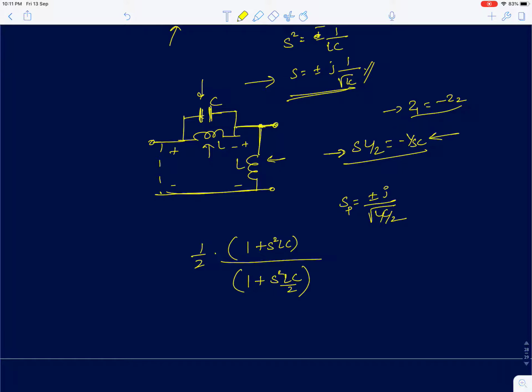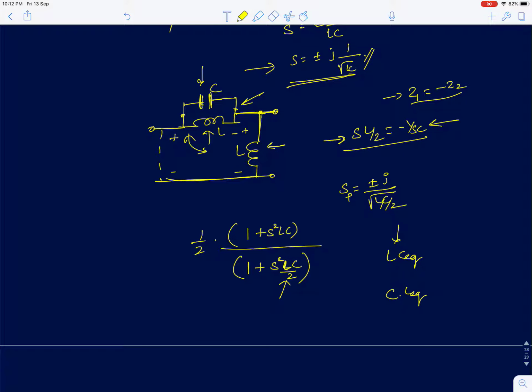So again, as I said, this term LC by 2 will actually be L equivalent into C equivalent. So if I had a single inductor and many capacitors, it will be L into C equivalent. If I had a single capacitor and many inductors, then it will be C into L equivalent, an equivalent of all those inductors seen by the capacitor. So in this problem, there are two inductors in parallel. The effective inductance seen by this capacitance C is L by 2. So the resonant frequency will be 1 upon root of LC by 2.